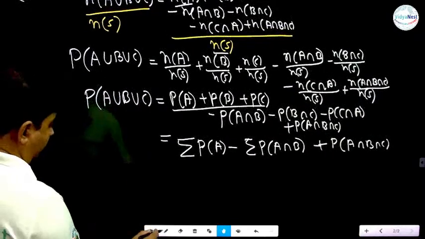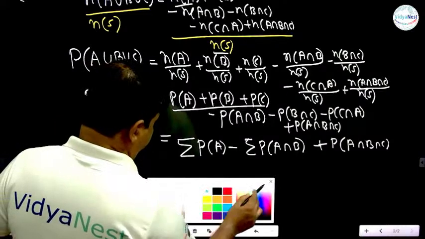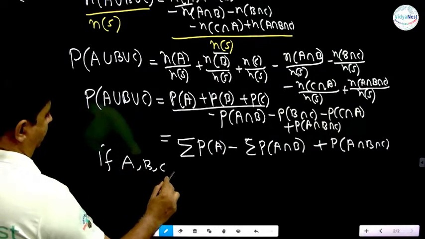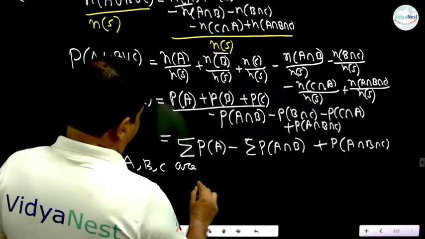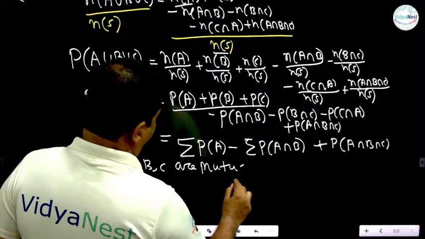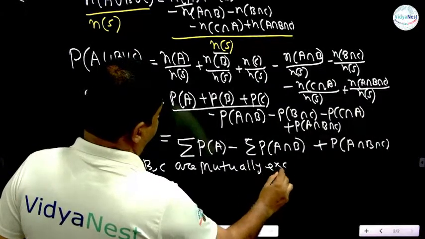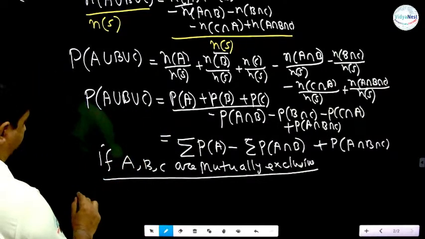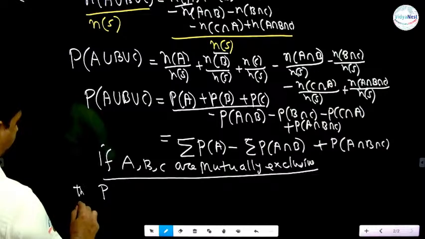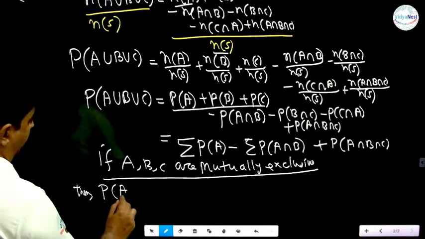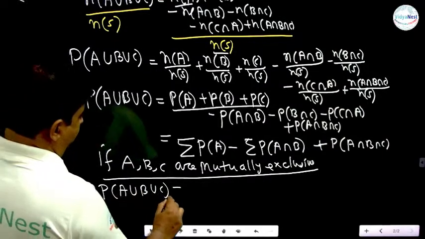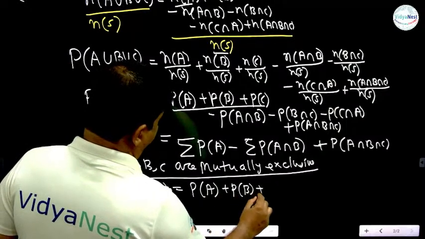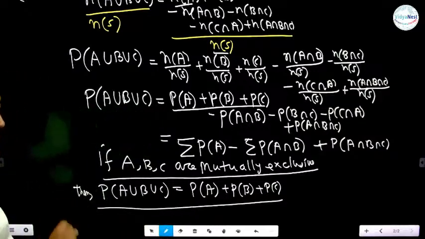If A, B, C are mutually exclusive, then P of A union B union C is equal to PA plus PB plus PC. Okay.